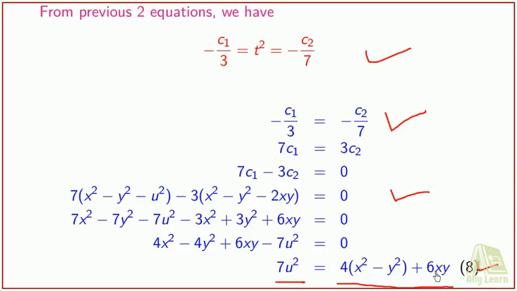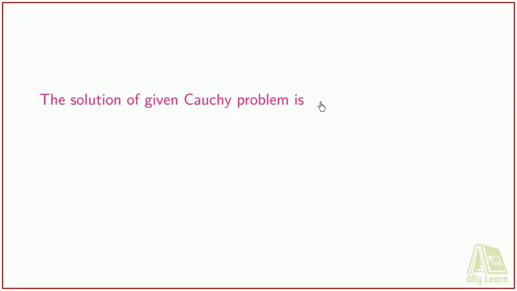First of all, I got the general solution of the given quasi-linear PDE by Lagrange's method, and then I put the Cauchy data in the general solution, then I got the connecting relation between C1 and C2, and afterwards I put the values of phi and psi instead of C1 and C2 to get this solution. So the solution of the given Cauchy problem is 7u square equals 4x square minus y square plus 6xy.